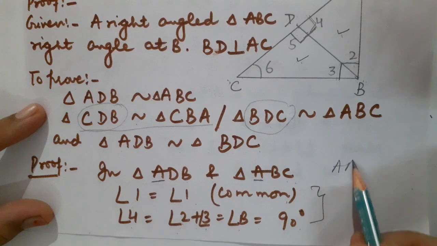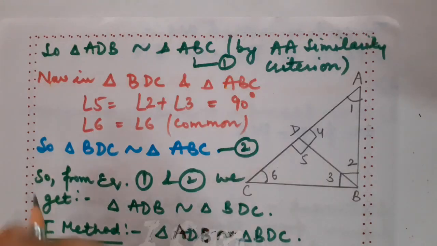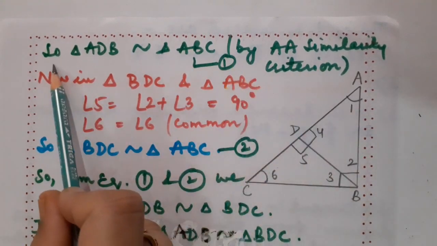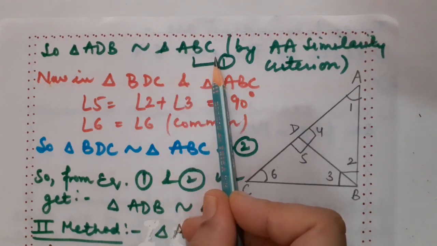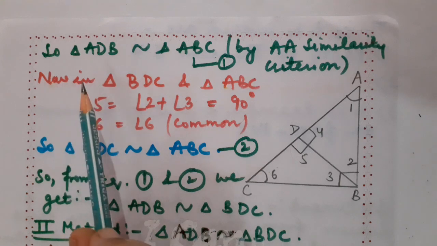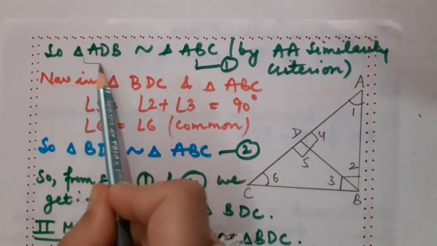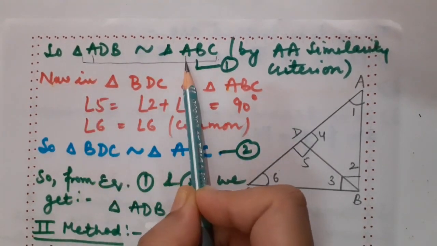Correct. This is double A similarity criteria. Now here I have written that by double A similarity criteria, we can say that triangle ADB is similar to triangle ABC. Got it, children? Children, do you remember I told you that in similarity, the symbolic form of the triangle matters a lot. Have a look. A is having the correspondence with A.